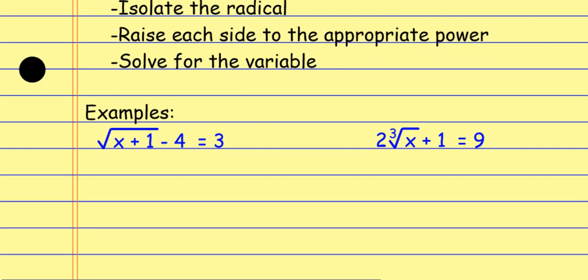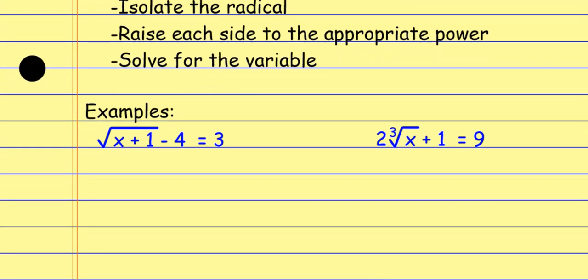For example, if I look at something like this guy, if I think of it from the perspective of isolate the radical, I've got the square root of x plus 1. The thing that's not part of the radical is the minus 4, so I have to get rid of that minus 4 first. But if you think about it just from the perspective of order of operations, that square root is happening to that entire x plus 1. There are invisible parentheses around this thing. And so if I'm working backwards through order of operations, I undo addition and subtraction first. So I undo the subtraction by adding 4 to each side.